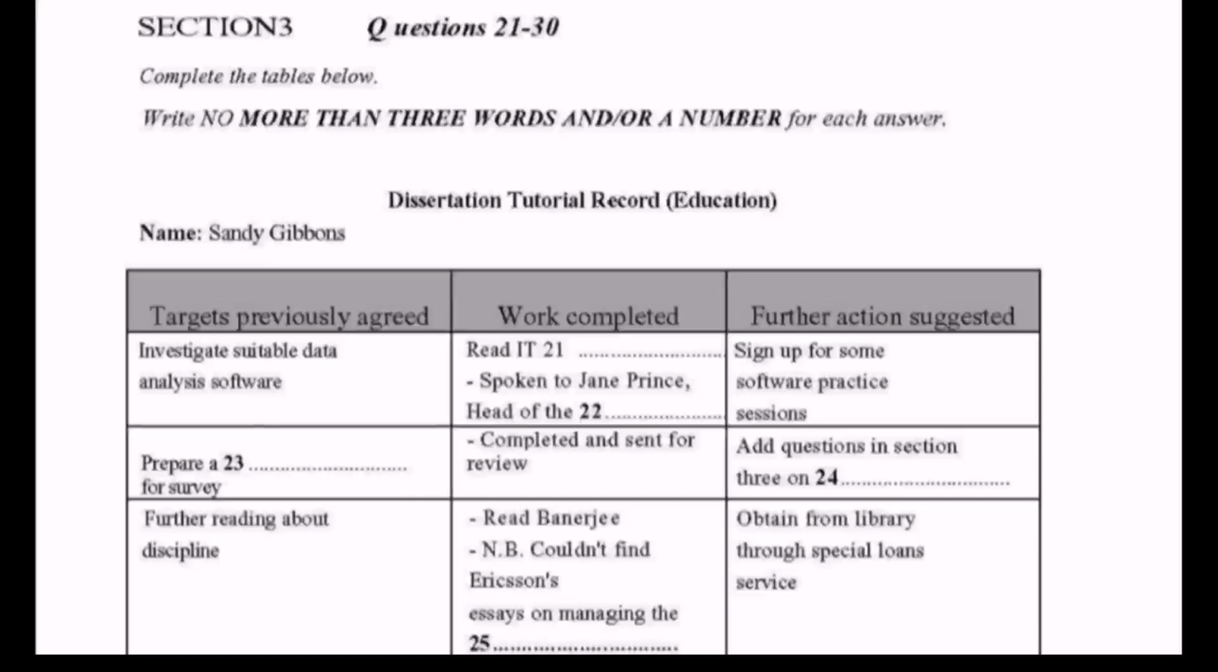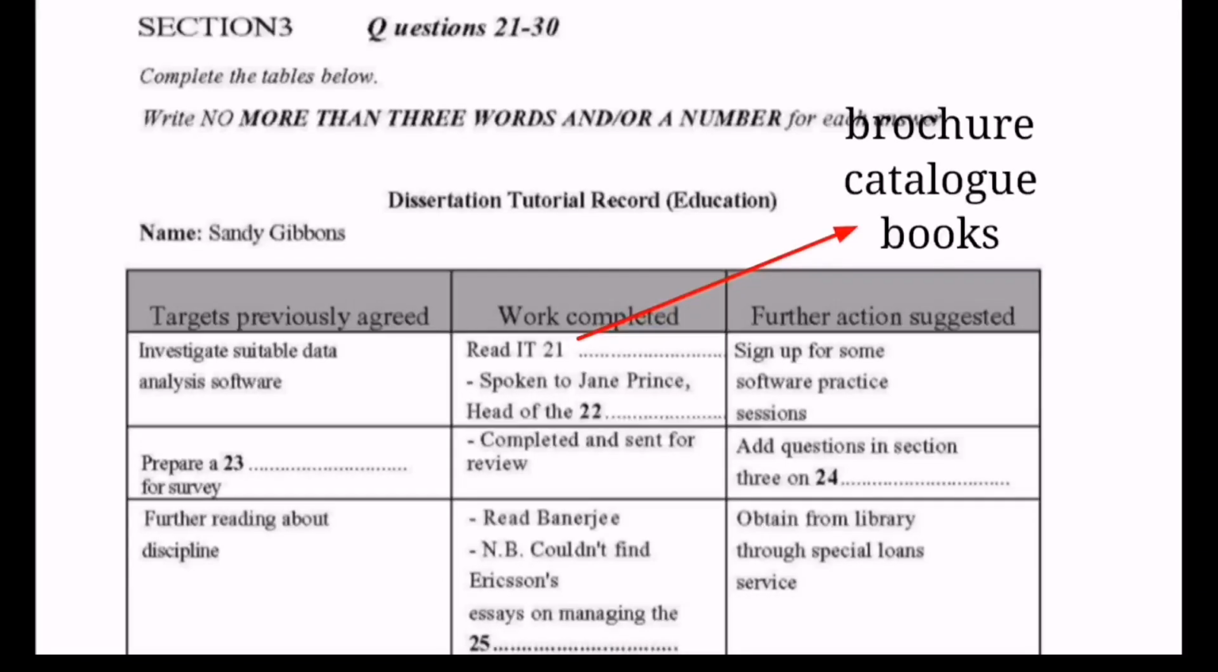Question number 21, read IT and then blank. It means our answer may be the brochure, catalog or books. We have to read something that is related to IT.